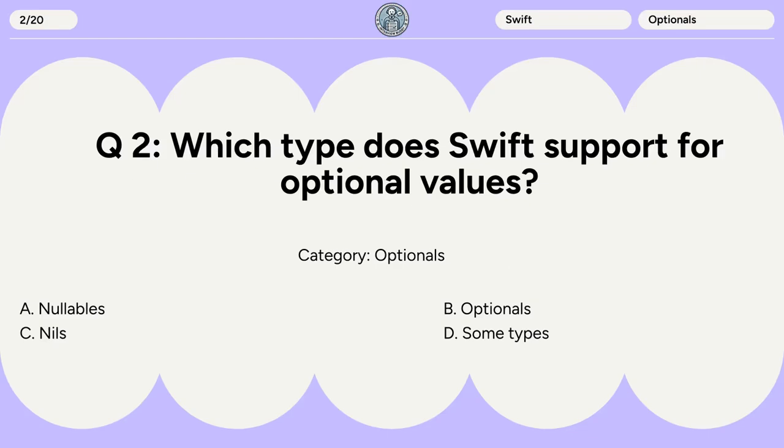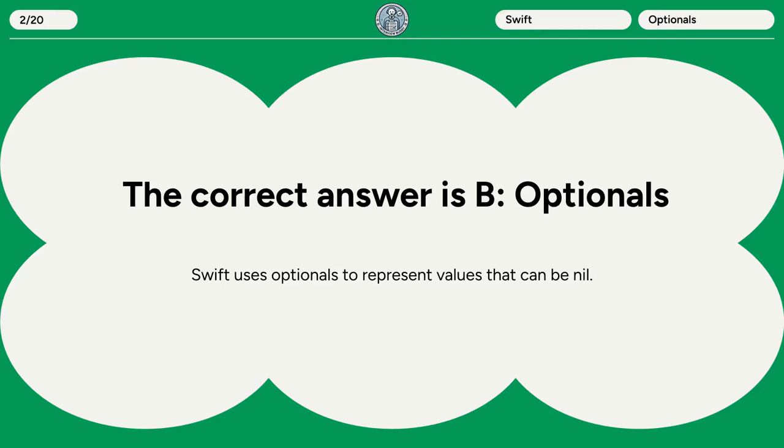Question 2. Which type does Swift support for optional values? A. Nullables. B. Optionals. C. Nils. D. Sum types. The correct answer is B. Optionals. Swift uses optionals to represent values that can be nil.